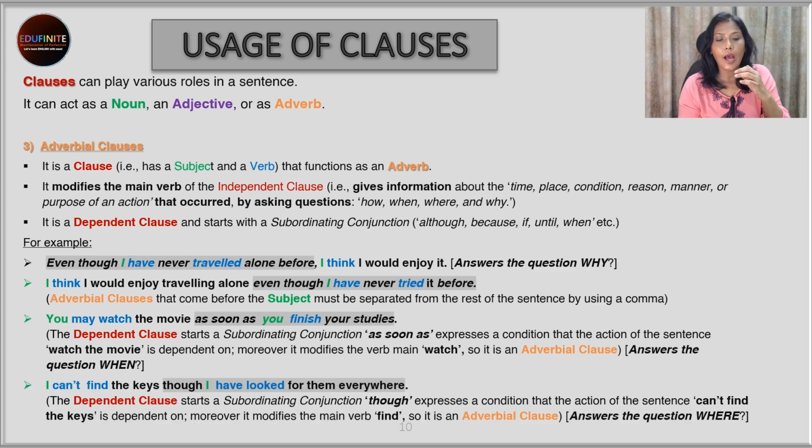Next is, I can't find the keys though I've looked for them everywhere. So the dependent clause starts with the subordinating conjunction though, and it expresses a condition that the action of the sentence, can't find the keys, depends on. I can't find the keys though I have searched for it everywhere. And moreover, it modifies the verb find. So it is an adverbial clause and answers the question where. Where have you looked for them? I have looked for them everywhere.